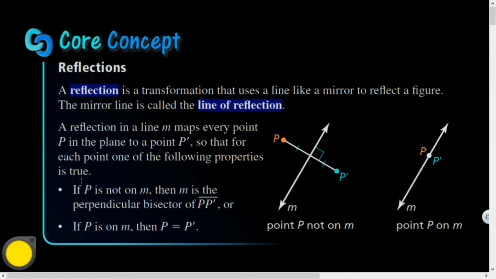This is the one that's going to apply most of the time, and this one is going to apply less of the time. It says if P is not on M, there's P, it's not on M, then M is the perpendicular bisector of PP prime. So the point P prime will be equidistant from line M and perpendicular to it. And also, if P is on M, then it maps to itself.